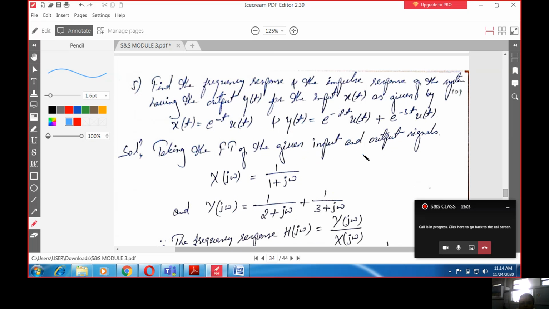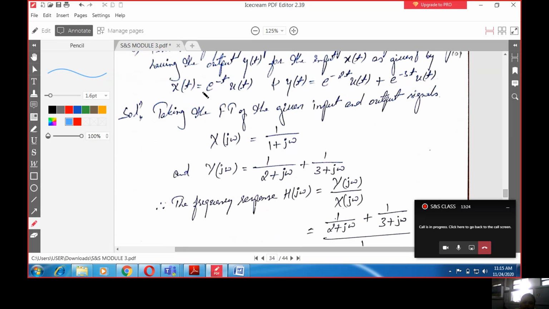Then the next problem is to find the frequency response and impulse response of the given output y(t) and input x(t), as given here: x(t) is equal to e^(−t) u(t), and y(t) is e^(−2t) u(t) + e^(−3t) u(t).